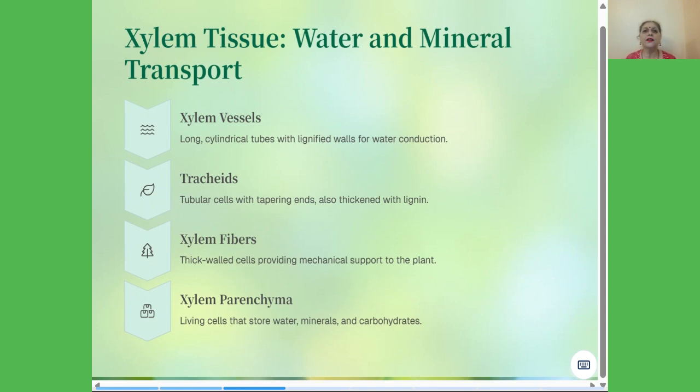So, when I say together these, it means xylem components. What are the xylem components? Xylem vessels, tracheids, fibers, and parenchyma. And only the parenchyma is the living cell. Why? Because it has to store the water.